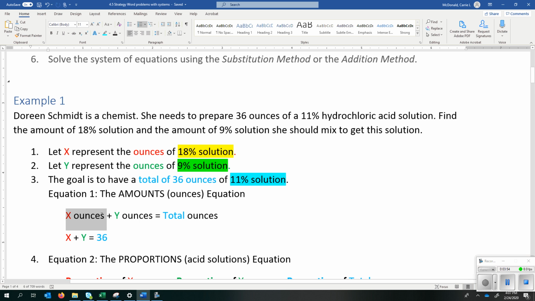So using x ounces plus y ounces will give me the total ounces. As you can see, that gives me x plus y equals 36. So that equation is usually pretty straightforward. Students will come up with that on their own quite frequently, but then they get a little stuck on the next part.